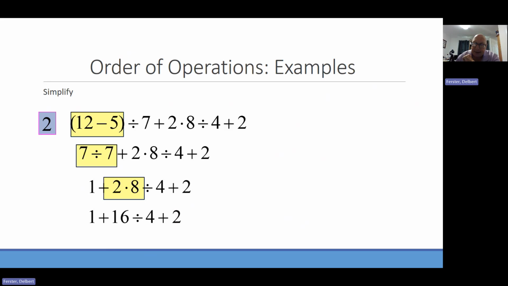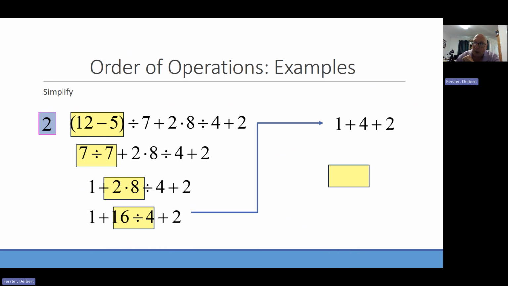Now it looks like the last divide is now in play. 16 divided by 4 takes us to 1 plus 4 plus 2. There's an add for 5, our last add for 7. Okay, parentheses were first. Then we defaulted to multiplies and divides in order from left to right. So again, we did have to divide before we were able to multiply.